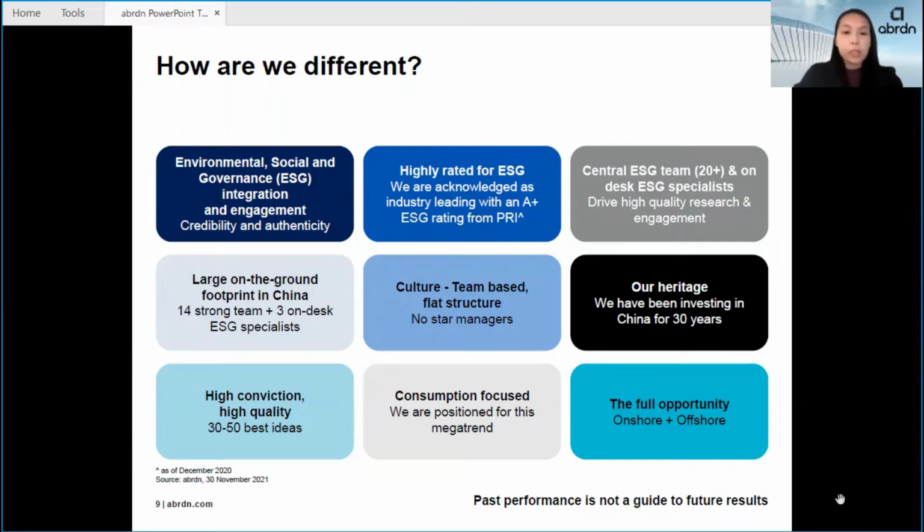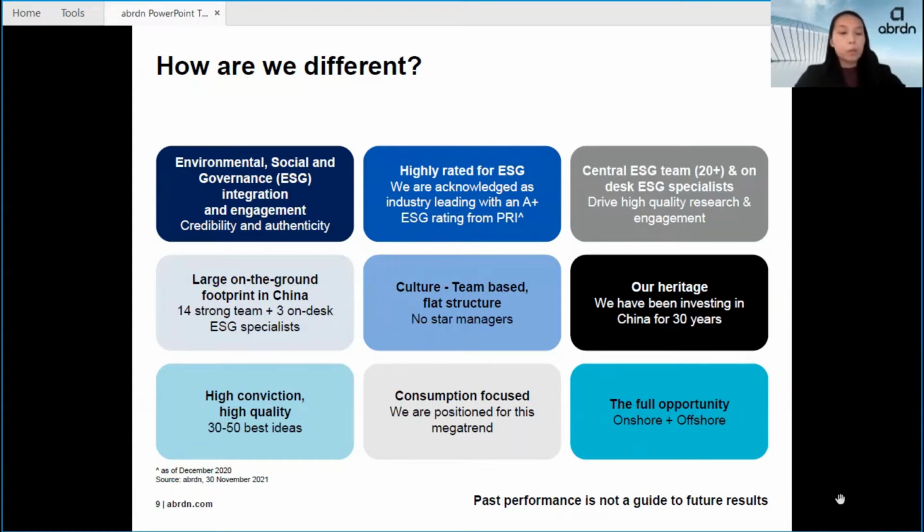The culture of the team is very much team-based. We have a very flat structure. We do not really work in the star manager format, so everybody's voice is heard. And on top of that, we have a very long heritage of investing in China. We have been investing in China for over 30 years, and we've been there to see the market open up to foreign investors. So we're very familiar with navigating the ever-changing landscape in China.